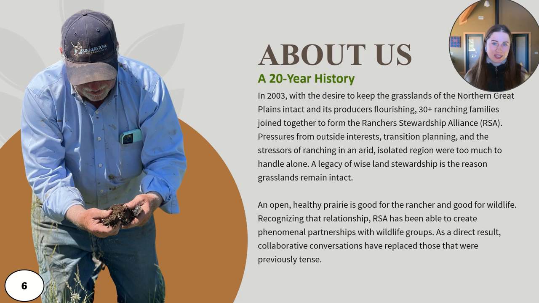I'm going to talk a little bit about the Rancher Stewardship Alliance. In 2003, with a desire to keep the grasslands in the Northern Great Plains intact and its producers flourishing, 30+ ranch families joined together to form the Rancher Stewardship Alliance. We recognize that an open, healthy prairie is good for the rancher and it's good for the wildlife. Recognizing that relationship, RSA has been able to create phenomenal partnerships with wildlife groups. And as a direct result, collaborative conservation has replaced those that were previously tense.